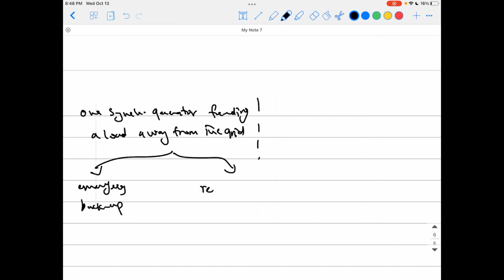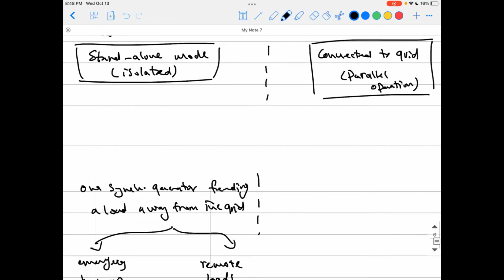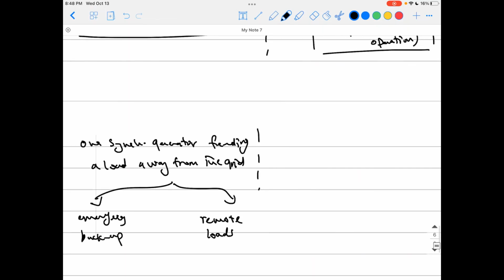Or it is for remote loads, so you have loads that are far away from the public grid, some sort of isolated farm or something. It's just too far away to be connected to the main grid, so we just use a standalone synchronous generator to feed the loads. So that's what we call standalone mode or the isolated mode.